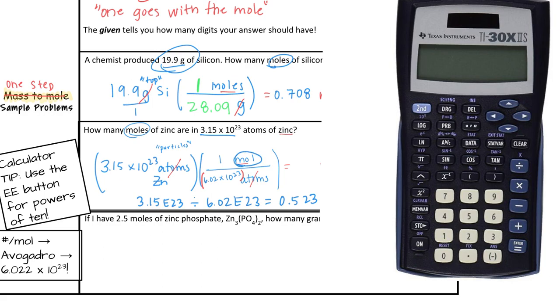We know that that's going to be moles because that's where we ended with our unit. And that's moles of zinc. So that's my final answer for that one. If you did not get that on your calculator, I want you to stop right now and find someone else in the room or ask me how we can make that work in your calculator.